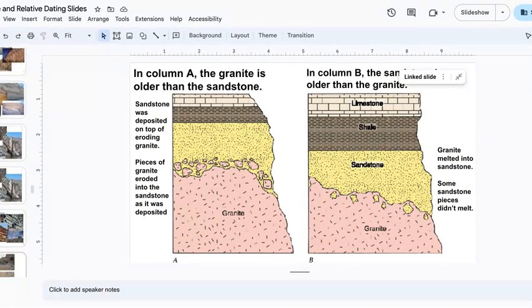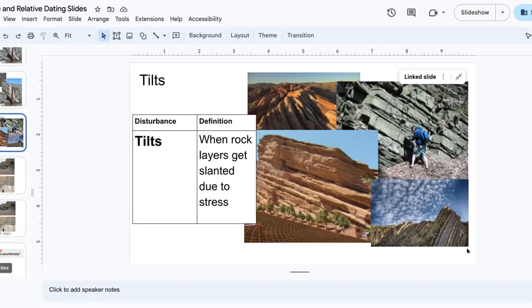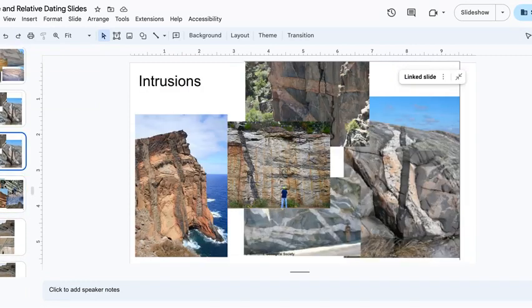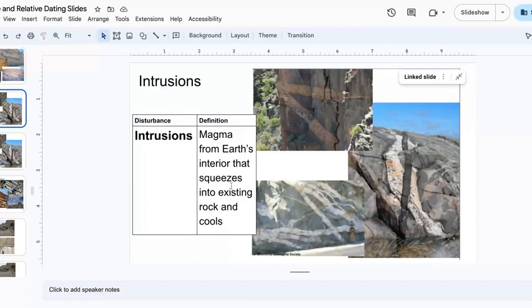Intrusions are when you get magma, melted hot rock again, coming up through cracks. Okay, so inclusion with a C is where you've got layers, older layers, either melting their way into younger layers or young layers sedimenting around older layers. Intrusion with a T means magma melted its way through a crack.